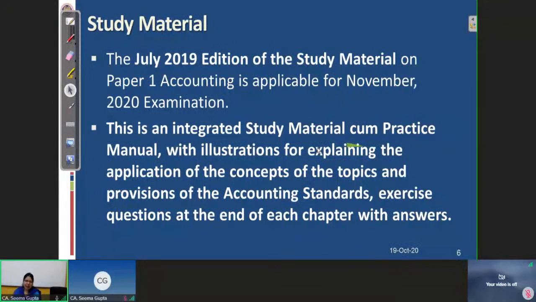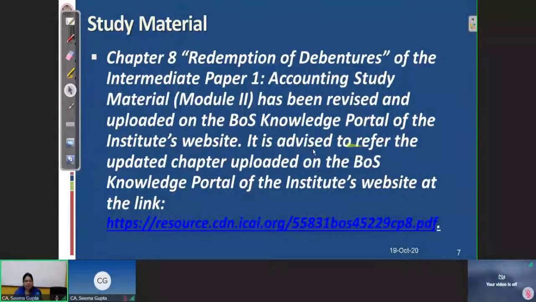Only chapter 8, the revised chapter 8, you have to refer to, which is not there in our July 19 edition, because some specific provision relating to transfer of the amount to DRR regarding adequacy of the DRR amount, a notification was issued after July 19. So that chapter had to be revised, and it could not be incorporated in July 19. That is the reason it was uploaded later, revised, and duly informed to the students through an announcement.